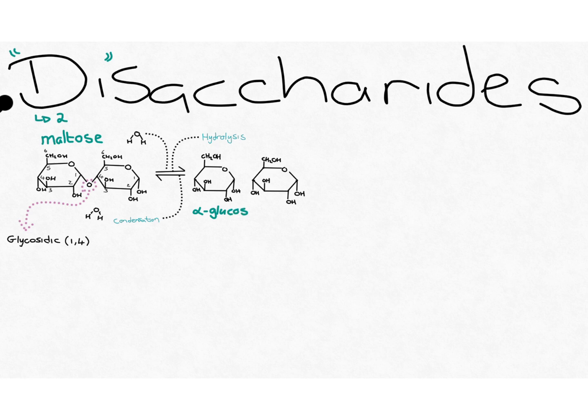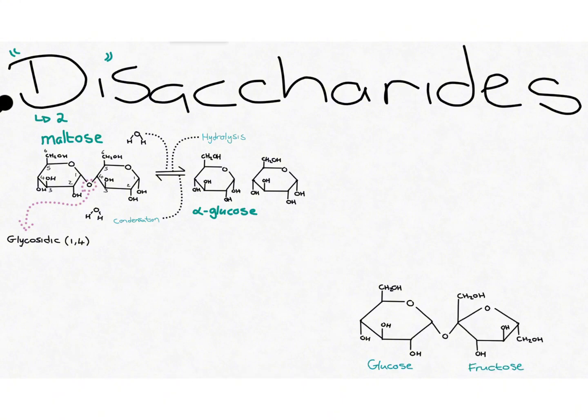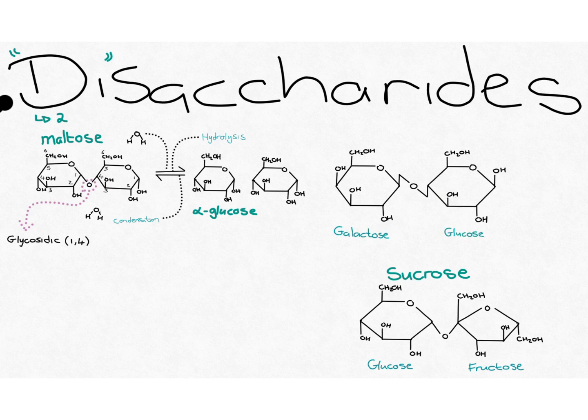Maltose, as previously mentioned, is made from alpha glucose molecules and can be found in honey, beer, and bread. Sucrose is composed of glucose and fructose and is seen as the transport sugar in plants and can commonly be purchased in shops. Lactose is formed from glucose and galactose and is found in milk.